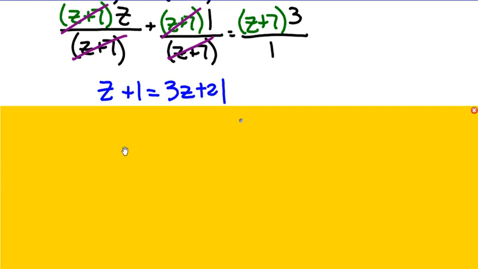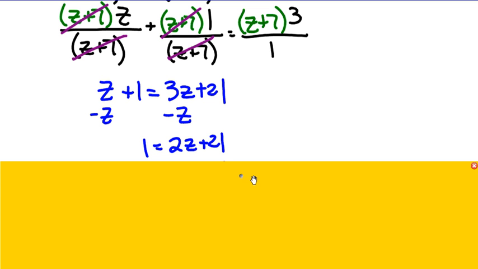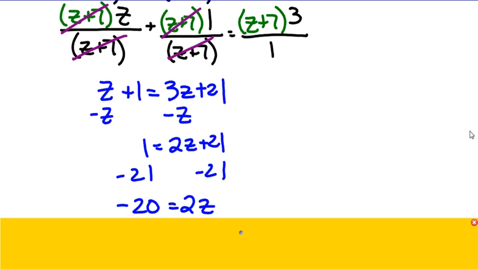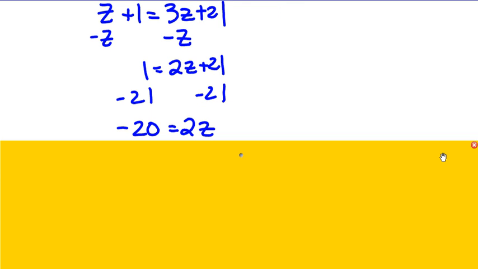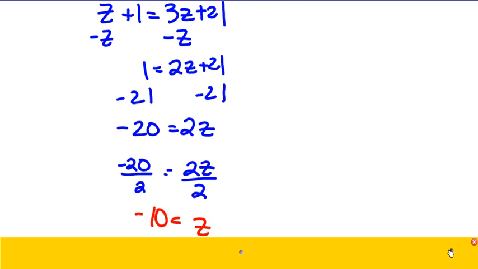So we could subtract Z from each side, subtract 21 from each side, divide by 2 on each side. So Z would be negative 10. Again, we have to check our solution. Is everything defined and is it balanced?